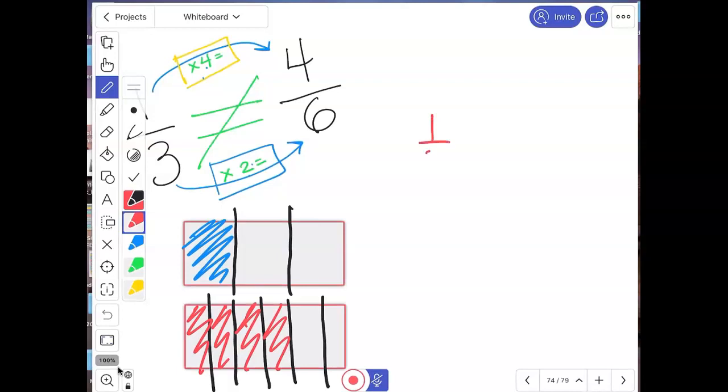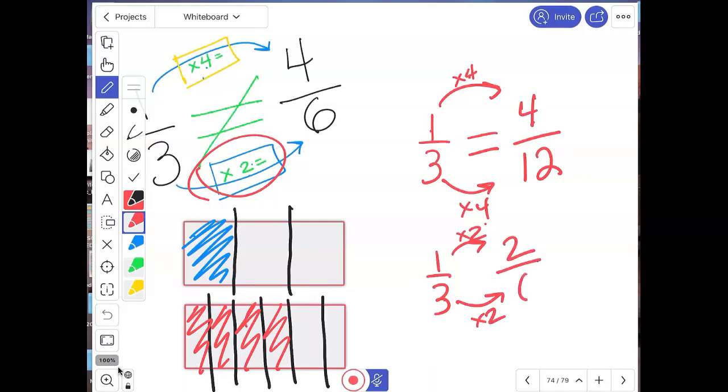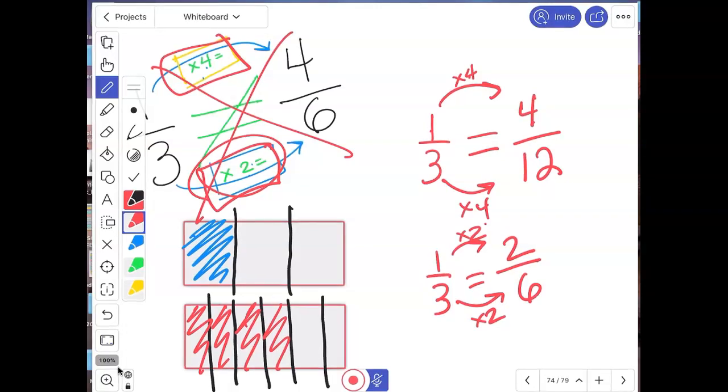Now, if I started with 1/3 and I actually multiplied both of them by 4, what would I get? 1 times 4 is 4. 3 times 4 is 12. Those two are equivalent. I could use the 2. 1/3, multiply times 2 times 2. 1 times 2 is 2. 3 times 2 is 6. Those are equivalent. However, these are not, because you did 2 different multipliers. The multipliers or the divisors must be the same.